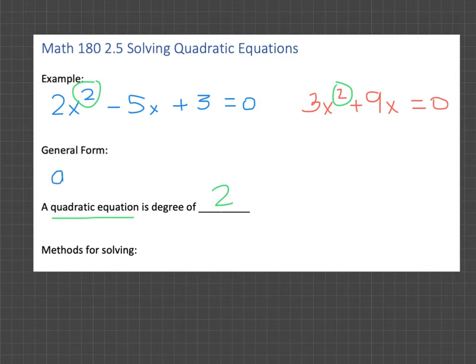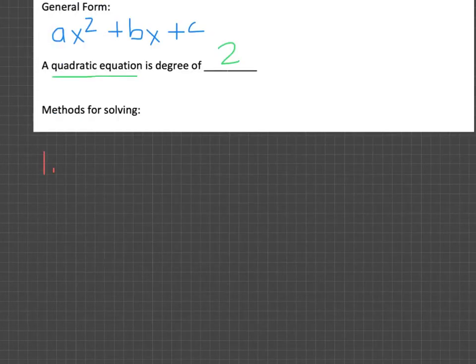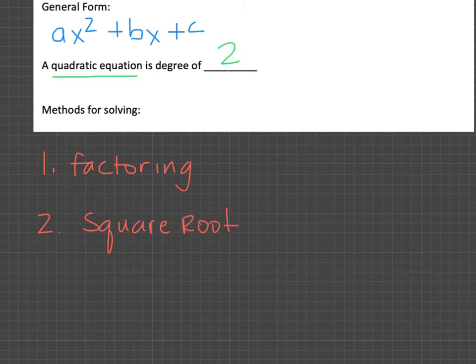If we want to write the general form of a quadratic equation, we use A to stand for the coefficient on the x squared term, B to stand for the coefficient on the x term, and C for the constant. We're going to look at 3 methods of solving quadratic equations. First, we'll look at using factoring as a method. Second, we'll look at what we call the square root property. And the third is the quadratic formula.